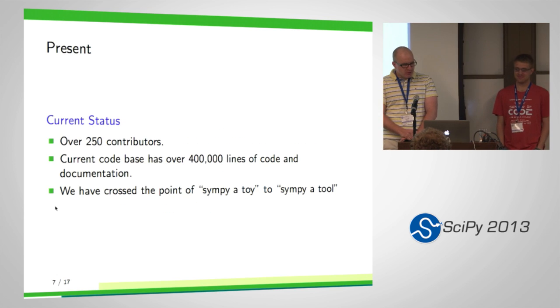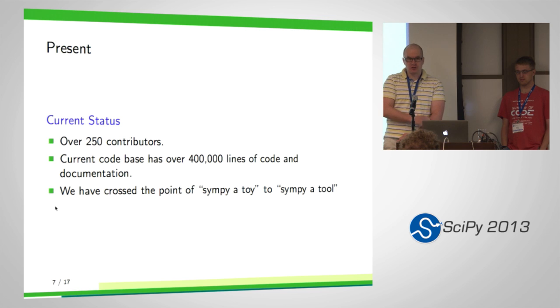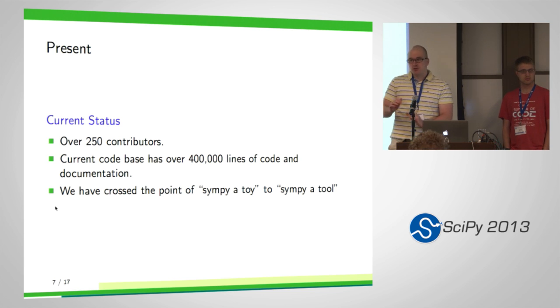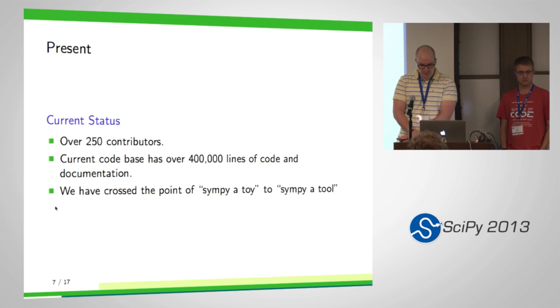So currently, SymPy has about 250 contributors total. The code base is around 400,000 lines. And at the moment, I feel we are crossing the point from being a toy to being a tool. And what I mean by that, you'll see from the tutorial that usually when you want to get some things done, SymPy can usually do it. Maybe sometimes you need to help a little bit, but it's becoming a very useful tool.